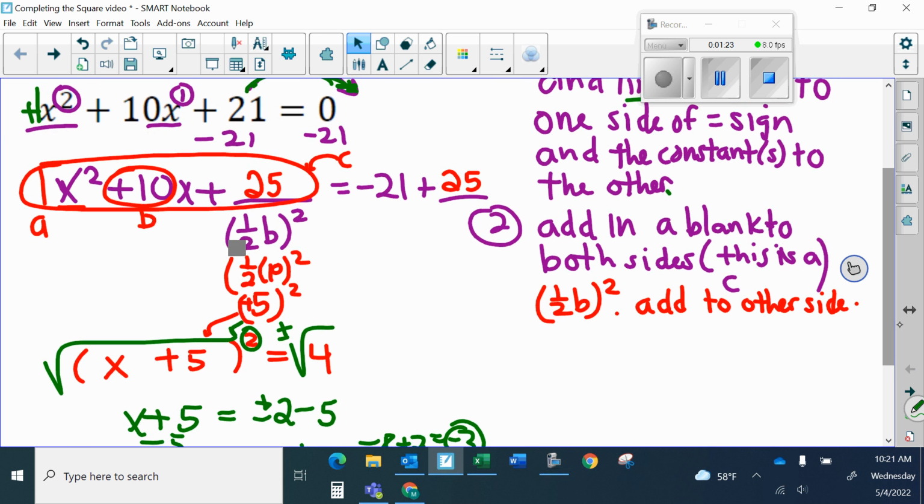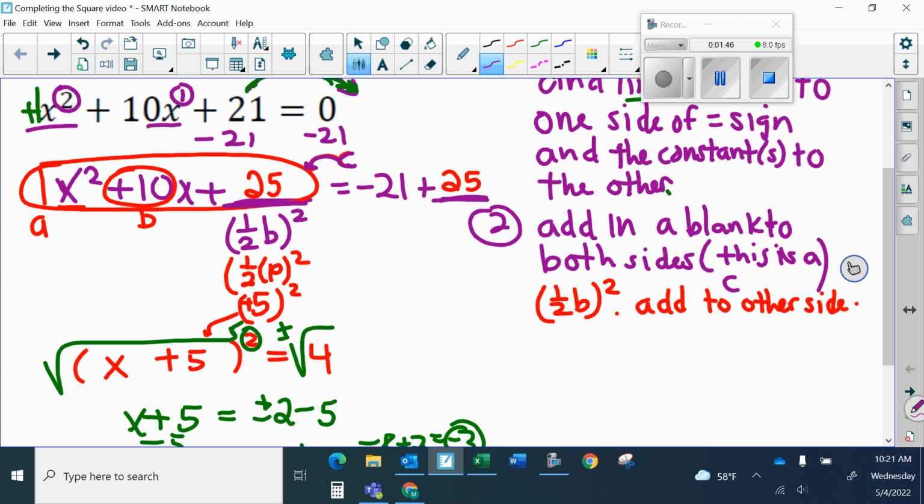Then step 2 says add in a blank to both sides. So that's this blank. Let me make it so you can see it again here. That's this blank right here and this blank right here. Okay, I'm putting it in standard form: ax squared plus bx plus blank. I'm solving for this c. That's why you see the c right here. I need to fill in this c to make it a perfect square.